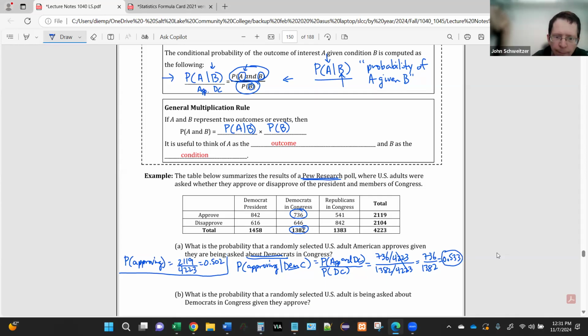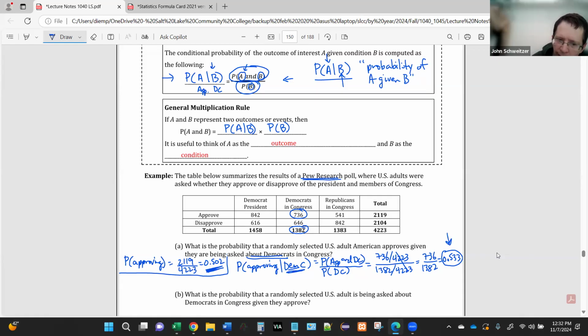So what does that mean? Well, let's compare it back over here to the probability of somebody just approving in general, so it's kind of like averaged across all of the categories here. Well, when you're just asking in general about approval, it's about 50%. But if you know they're being asked about Democrats in Congress, notice that the approval actually goes up a little bit. It's a little bit more likely that they approve.